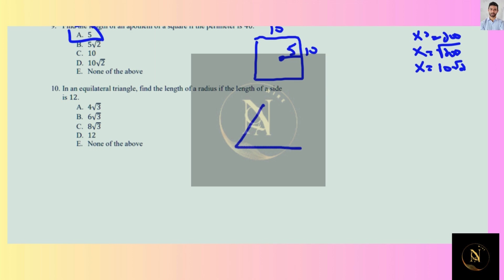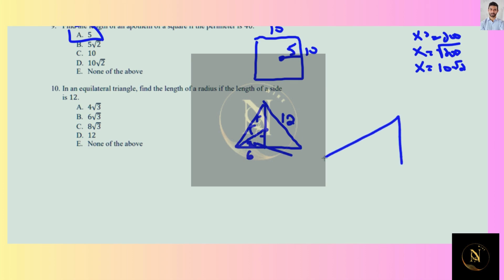If we're in an equilateral triangle, we want to find the length of the radius. If the length of a side is 12, well, then we can break this apart into different triangles. And this would be the radius as well. This would then be 6, and it would be a 30, 60, 90 triangle.